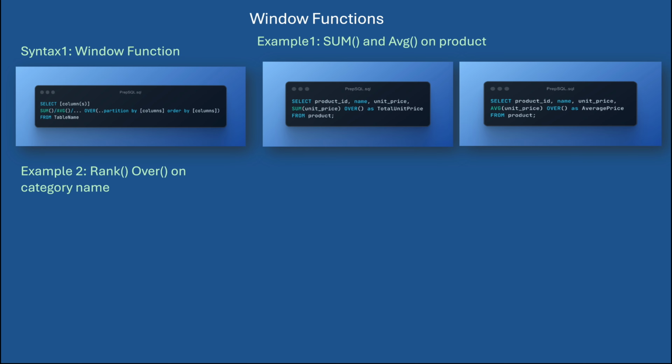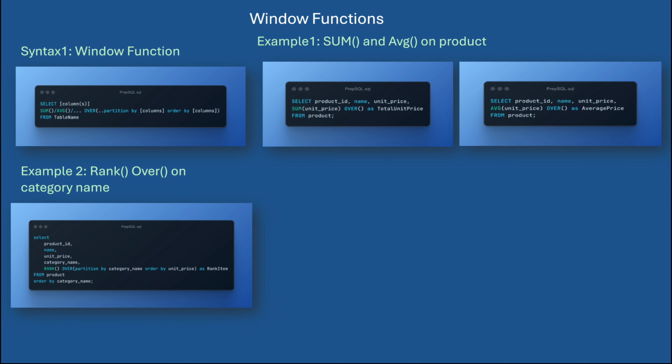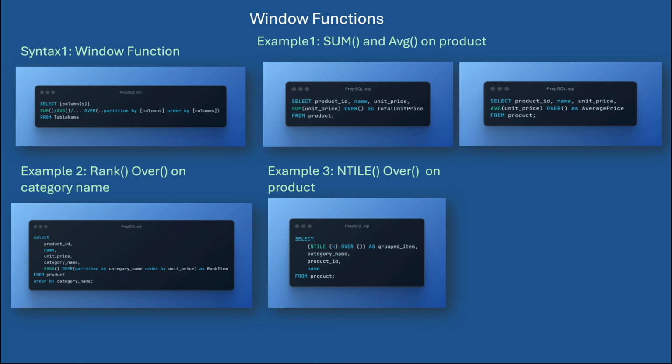Another example is RANK OVER on category name. If you want to rank on category name, we have SELECT product ID, name, unit price, category name, and then the RANK keyword and OVER. Inside the OVER, we have PARTITION BY category name, ORDER BY unit price, as rank item, FROM product, ORDER BY category name. To use NTILE OVER on product, we do SELECT NTILE, in this case 4, meaning dividing into 4 partitions, OVER as grouped item, category name, product ID, name FROM product.